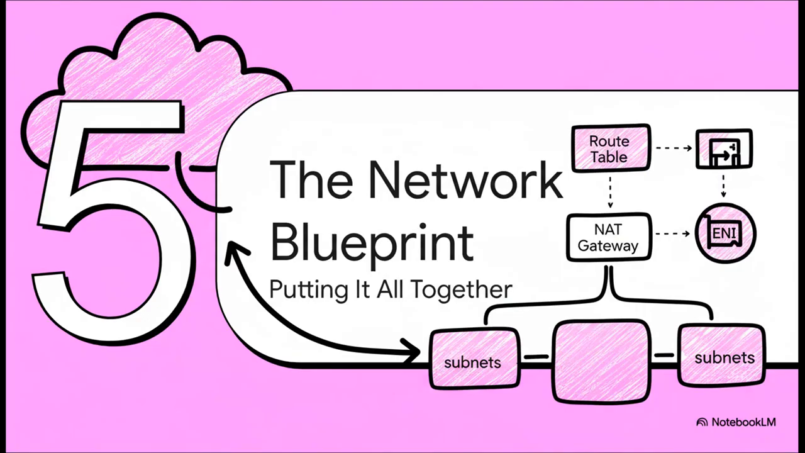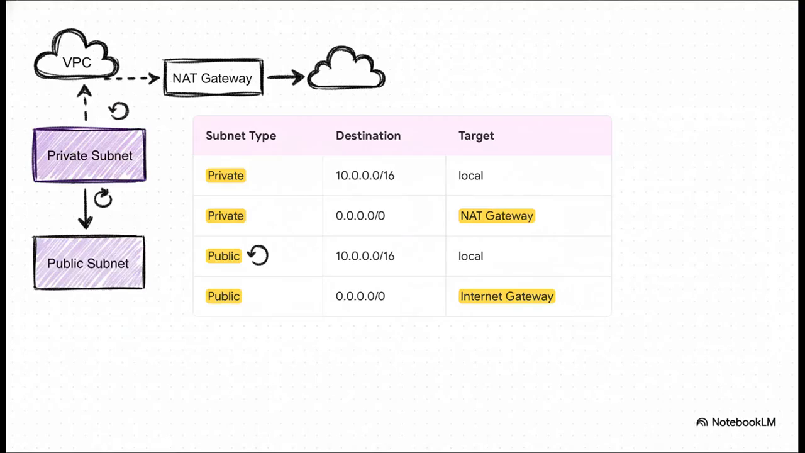All right, we've looked at all the individual parts. Now, let's put them all together and see what a complete best practice network blueprint actually looks like in the wild. This slide nails the core logic perfectly. Just look at the two route tables. The private subnet up top, it routes all local VPC traffic locally. That's the 10.0.0.0/16 route. But its default route, the 0.0.0.0/0, points straight to the NAT gateway. Now, contrast that with the public subnet. It handles local traffic the same way, but its default route points to the internet gateway. That one little difference is the entire foundation of a secure VPC design.